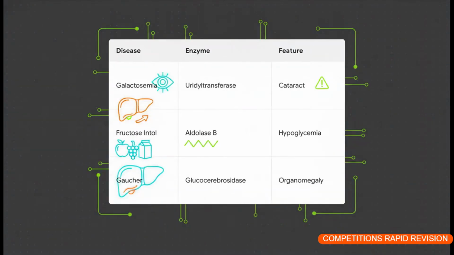And here is another one, your ultimate high-contrast cheat sheet for 3 more vital inborn errors. Classic galactosemia is a galactose-1-phosphate uridyl transferase defect, so look for cataracts and hepatomegaly. Hereditary fructose intolerance is an aldolase B defect. You'll see hypoglycemia, specifically after fruit or juice intake. And Gaucher disease is a glucocerebrosidase deficiency, classically presenting with massive hepatosplenomegaly. Grab a screenshot of this right now.